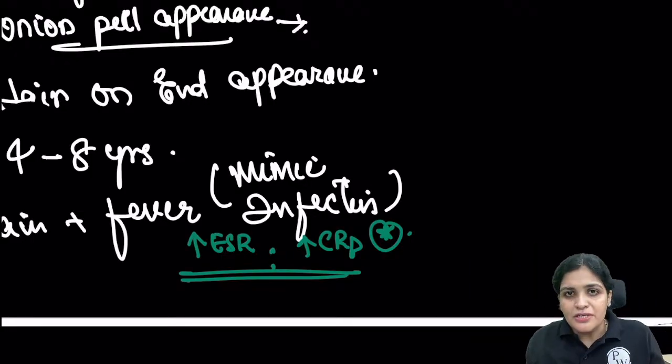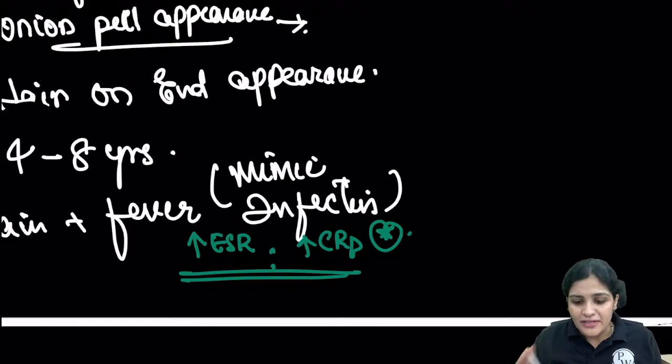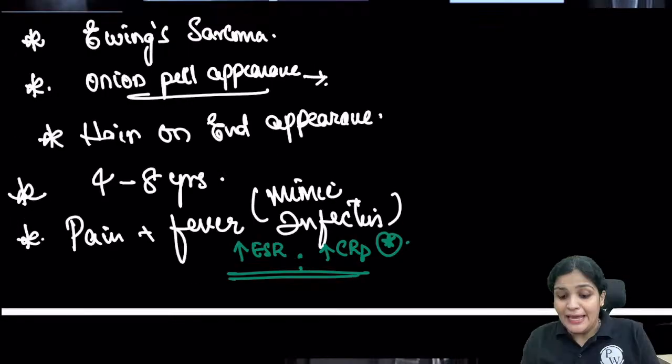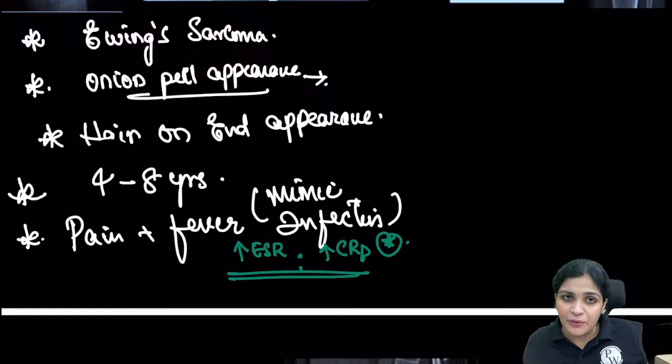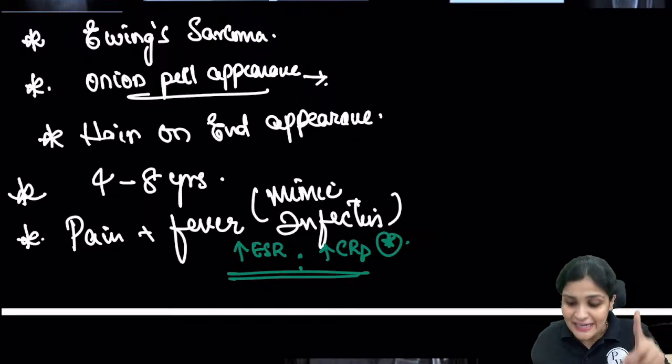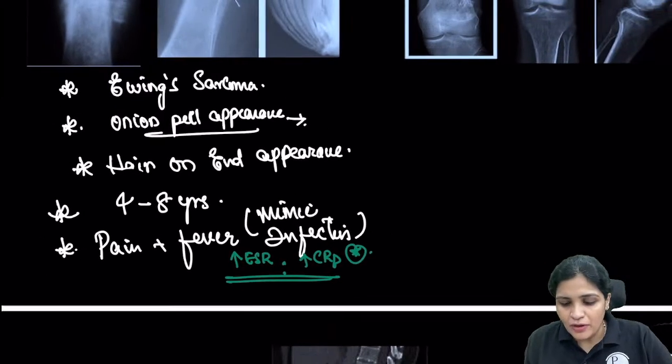This is one of the most important and peculiar things you have to remember. The Ewing sarcoma has an ability to mimic infection. The patient comes with pain and then fever, and whenever you go for investigation, there will be raised ESR, raised CRP. So now what do you have to do? You have to properly evaluate. So what is the final diagnosis for Ewing's?